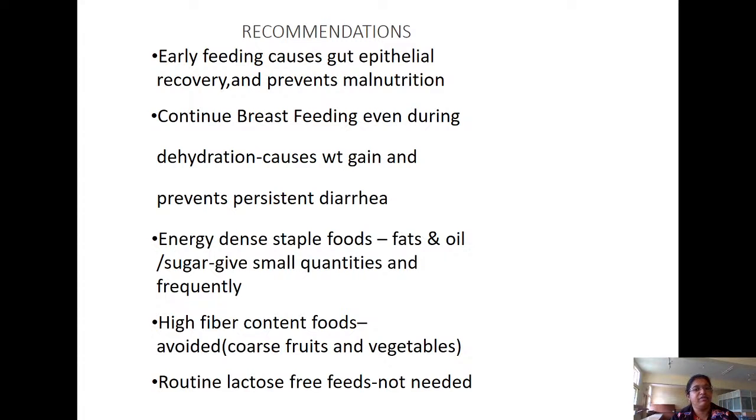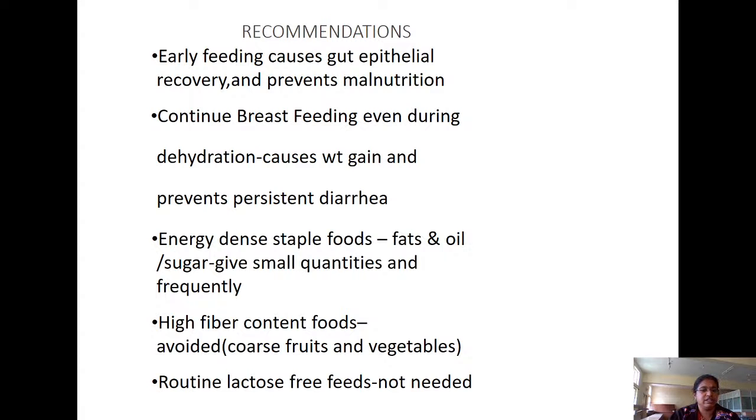Energy dense staple foods like fats, oil, sugar, give in small quantities. Don't give them at the same time in large quantities, as that will cause osmotic diarrhea. So give in small quantities and frequently. Preferably try to avoid coarse fruits if he is purging very frequently. And the myth that routine lactose free feeds are required in all children is not true.